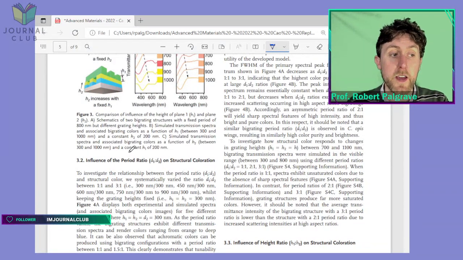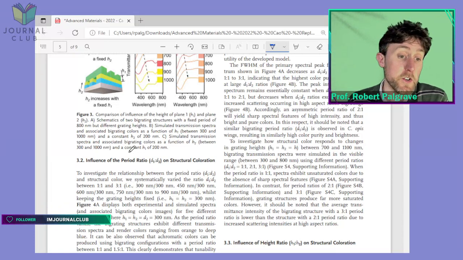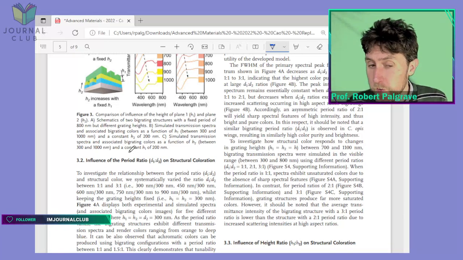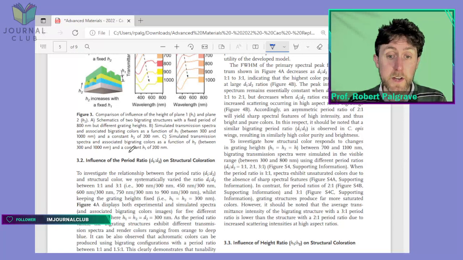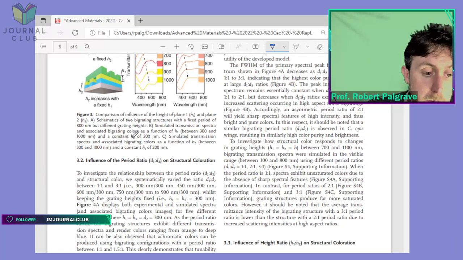So now they're going to look at, okay, what happens if we make D1 and D2 different sizes to each other? So before, they've always been the same size. This is the size of the grating. Now they're going to change them to make them different sizes.